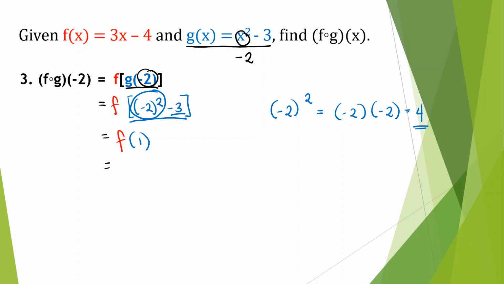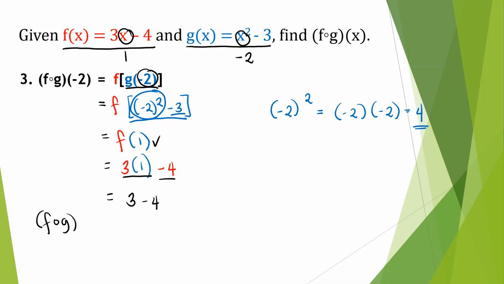Next, let us replace f of x with 3x minus 4, where x is equal to 1. So we have 3, x becomes positive 1, minus 4. 3 times 1 is 3, minus 4. So the final answer will be f circle of g of negative 2 is equal to 3 minus 4, which is negative 1. This will be our final answer.